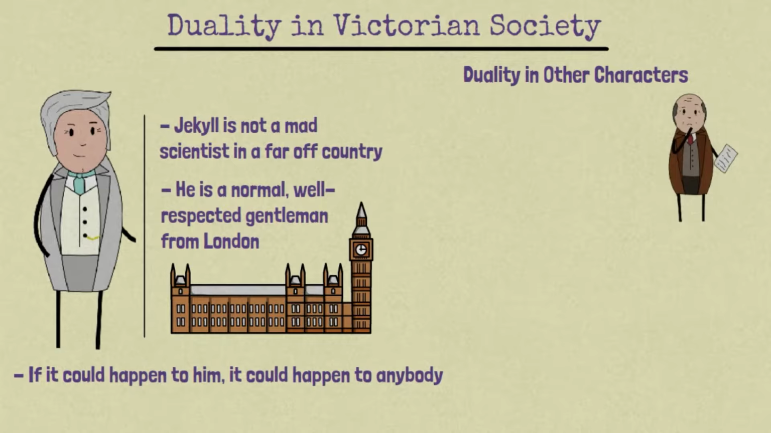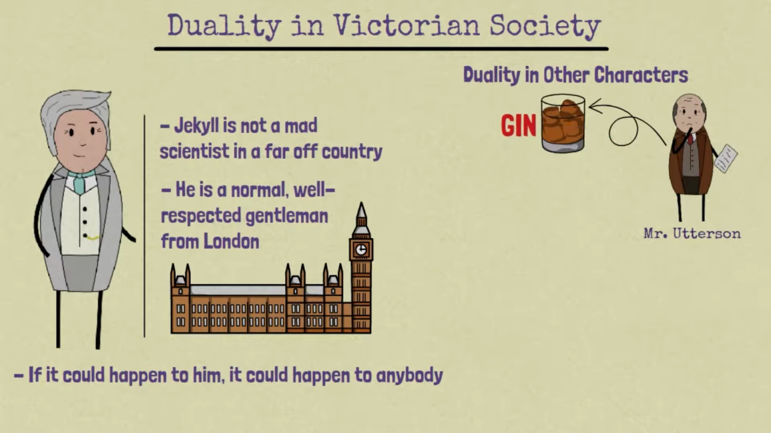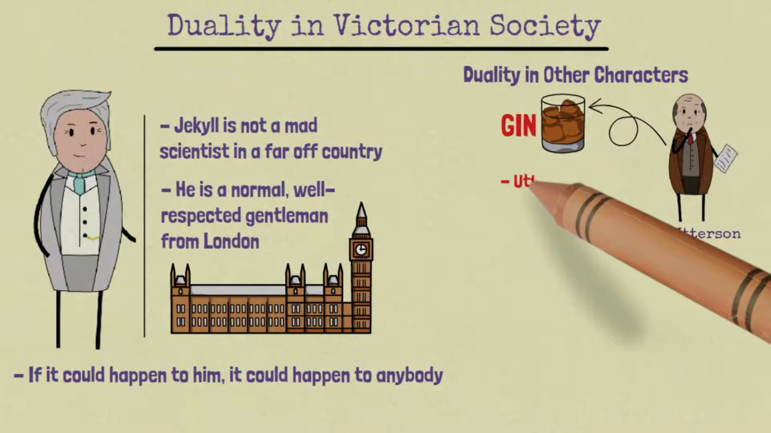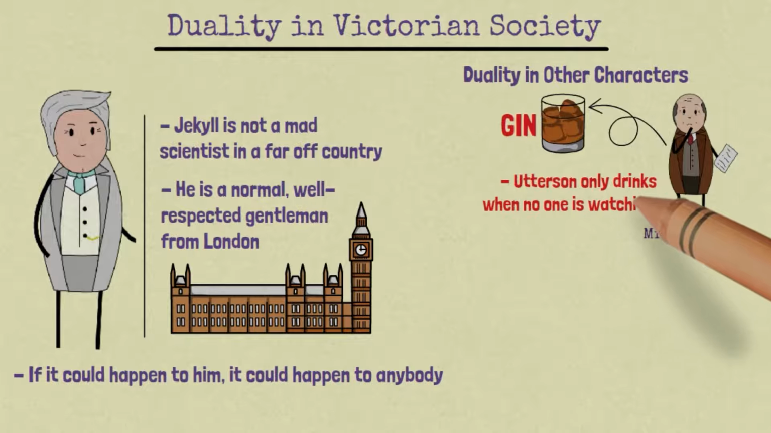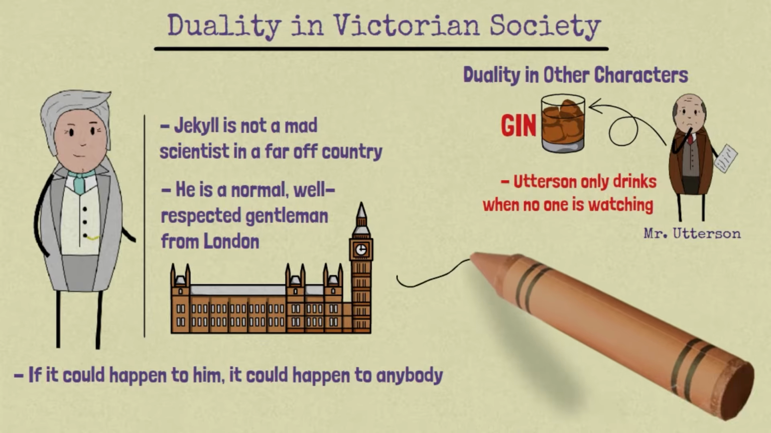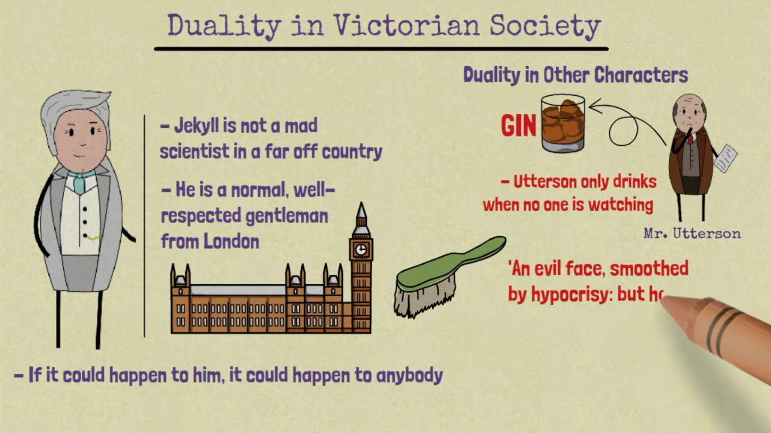His friend and lawyer Utterson, for example, is described as drinking gin when he was alone to mortify a taste for vintages. This isn't just talking about his drink preferences, but the fact that he does it when no one is watching, as having a strong drink like gin would have been seen as not very respectable. Hyde's housekeeper is described as having an evil face smoothed by hypocrisy, but her manners were excellent.